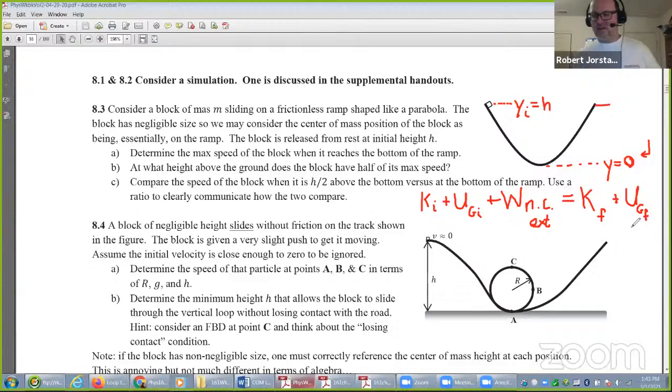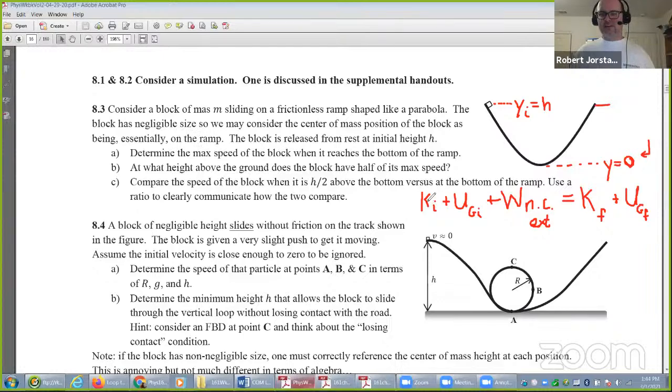Again, it's okay to go slow, right? This is our first energy problem. I'm going to pause right here. Is everybody cool with this? This is our new style of doing problems. This is chapter 8 style.